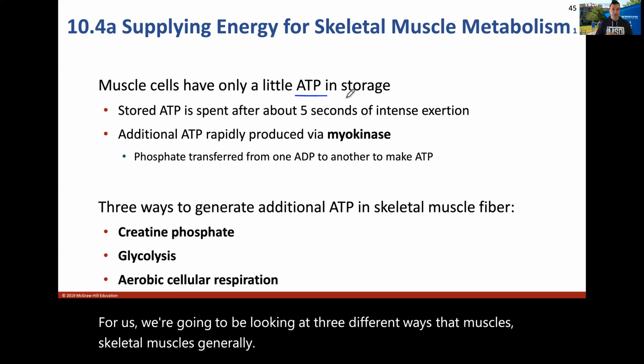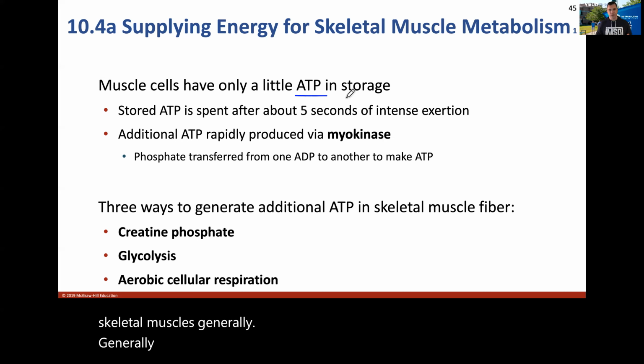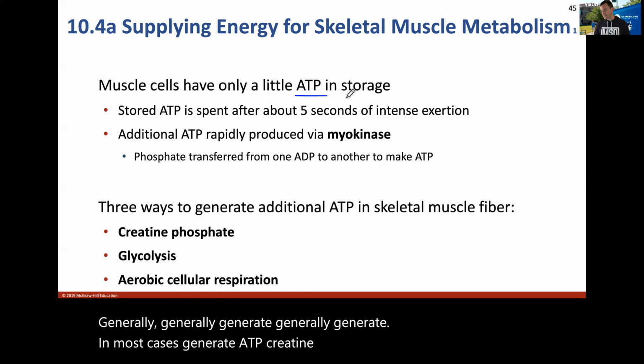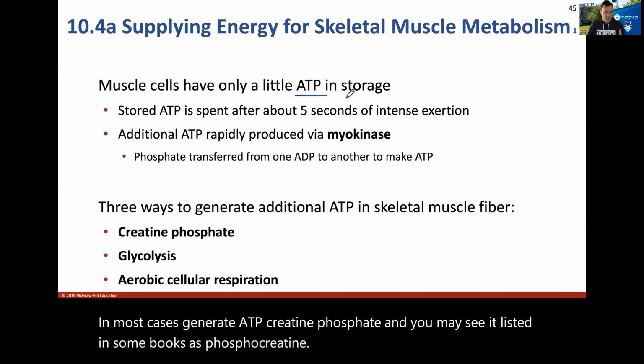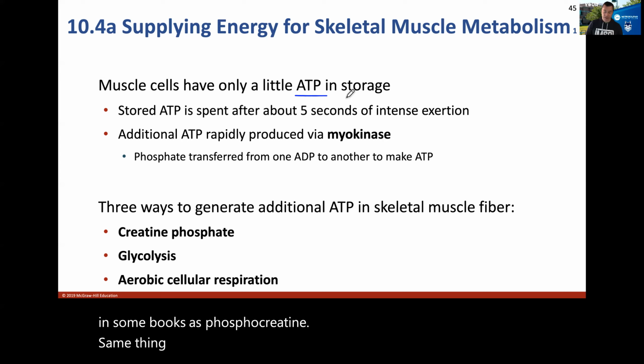Okay. For us, we're going to be looking at 3 different ways that skeletal muscles generally, in most cases, generate ATP. Creatine phosphate, and you may see it listed in some books as phosphocreatine. Same thing. Glycolysis, and the cellular respiration, aerobic cellular respiration.